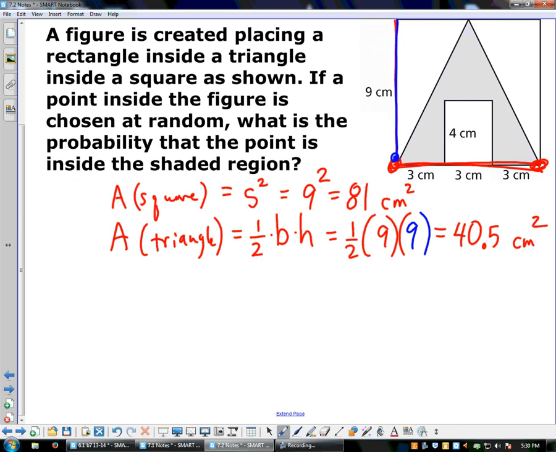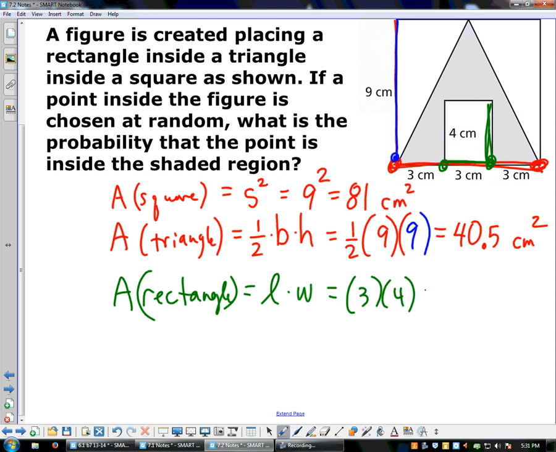Finally, our last shape here will be the area of our rectangle. So our rectangle area formula is length times width, and our length in this case looks like it's going to be a 3, and our width, or you can call it the height, is 4. So 3 times 4, so the area of the rectangle is 12 centimeters squared.